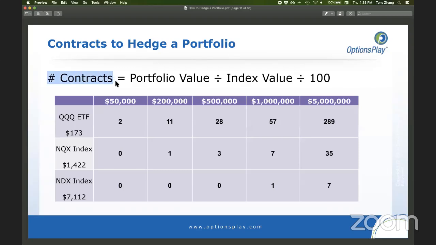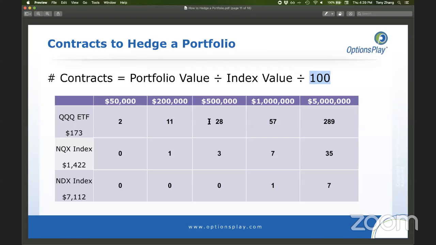So the number of contracts that you need to trade is simply the portfolio value, meaning the dollar amount of your portfolio, divided by the index value or the price of the index or the price of the ETF, divided by 100. That will tell you the number of contracts to sell. So if you have a $50,000 portfolio, if you were trading the QQQ ETF, which is trading at around 173, you need about 2 contracts to do it.